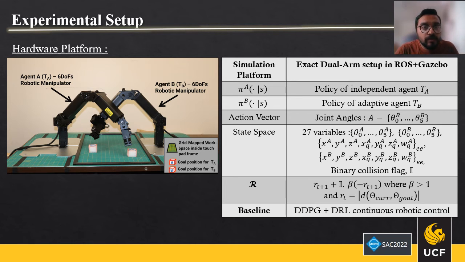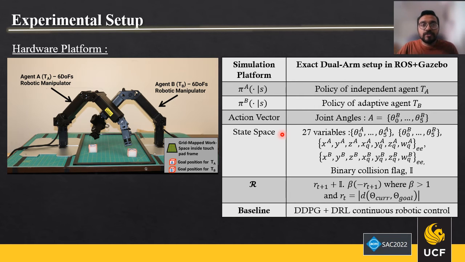Now let's discuss the robotic hardware platform that we are using. We are using two robotic arms and both of them have 6 degrees of freedom. We have agent A, an independent agent with the policy pi A. We have the adaptive agent B, whose policy is pi B and it is an adaptive policy. The action vector is the 6 joint angles. The state space is defined as the joint angles from both arms.